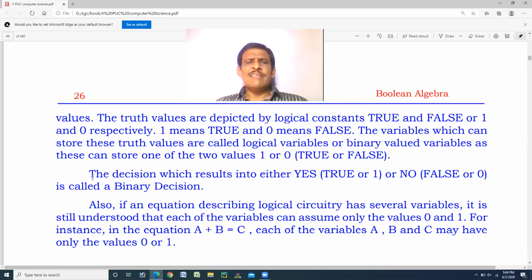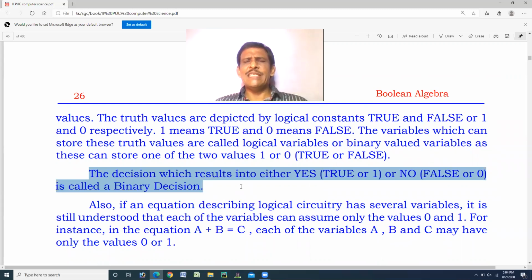So based on that, you can say that the decision results in either yes or no, that is 1 or 0, which is called binary decisions. Whatever the decisions for the logical questions, you'll get either a yes answer or a no answer. That we call binary decisions.